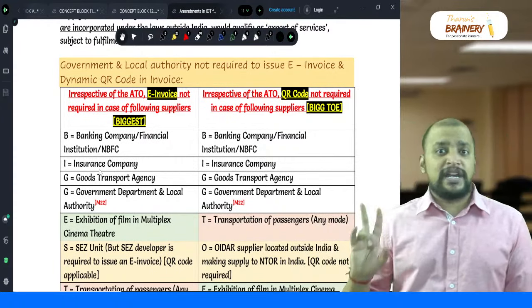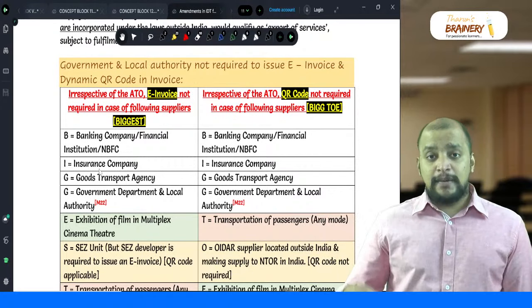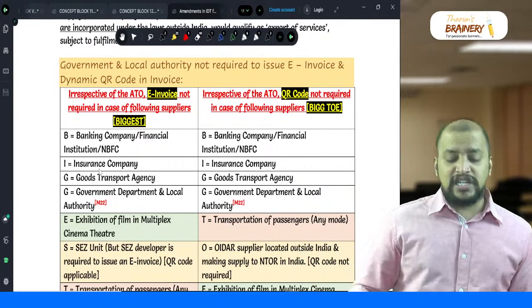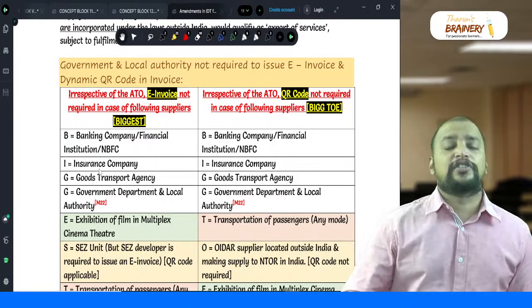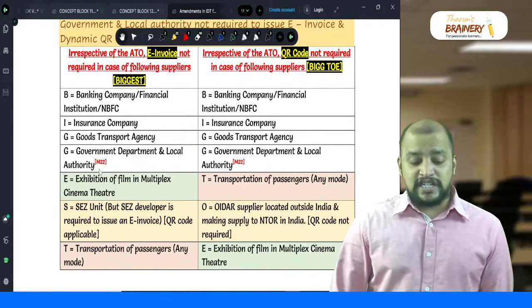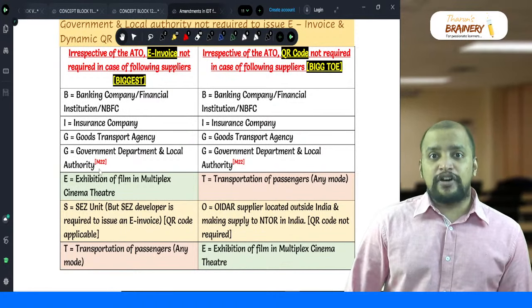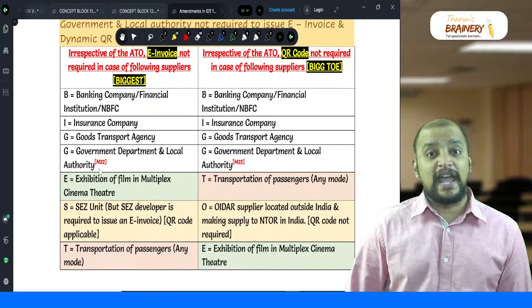B for banking company, I for insurance company, G for goods transport agency, another G. So another G is for government, department or local authority. E for exhibition of film in a multiplex theatre. And S for SEZ unit but not SEZ developer. And T for transportation of passengers by any mode.